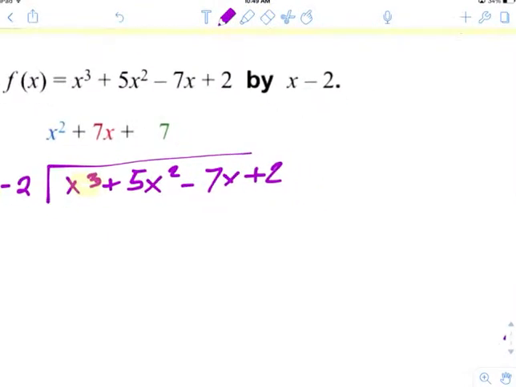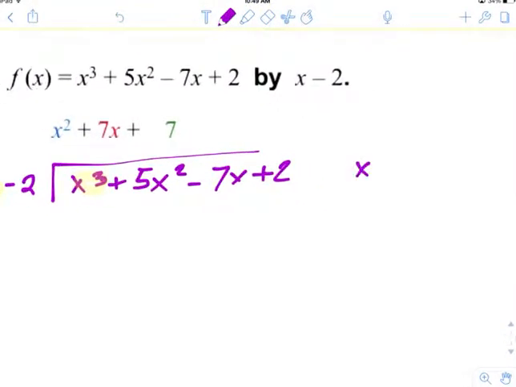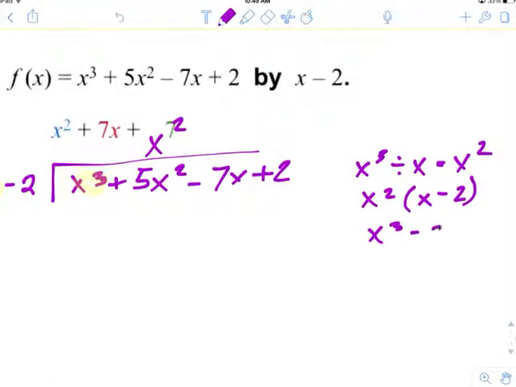And I'm going to do my division. X to the third divided by x is equal to x squared. So that's going to go over my quotient bar, and it's going to be the term for my multiplication. X squared times x minus 2 is x to the third minus 2x squared. So that's my first DMS cycle there. I'm going to plug that in as my subtraction step. X to the third minus 2x squared.